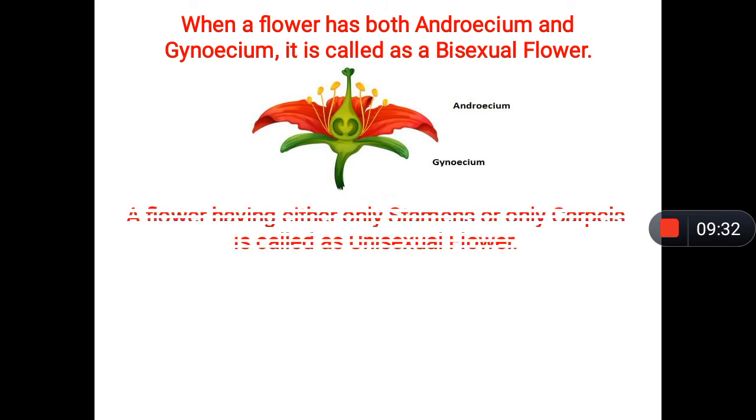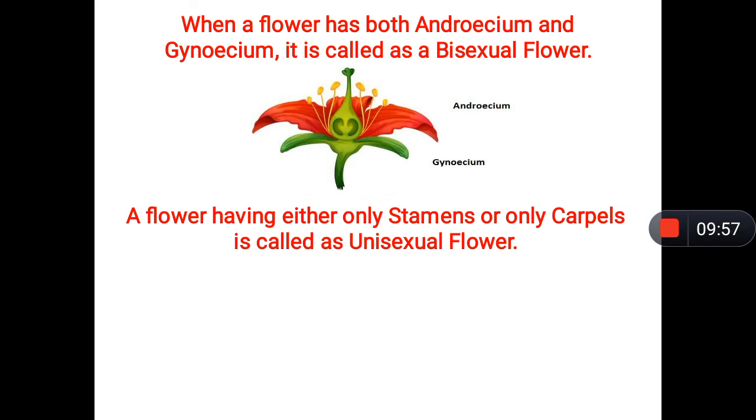Whereas a flower having either a stamen or androecium, or only carpels or gynoecium, either or. That means the flower may have only androecium but not the gynoecium, or may have the gynoecium but not androecium. Then that flower is called unisexual.